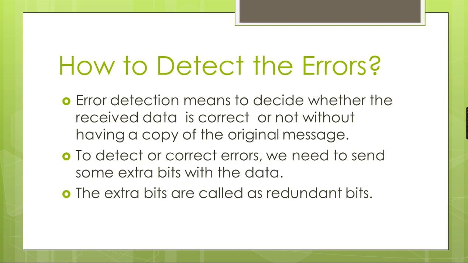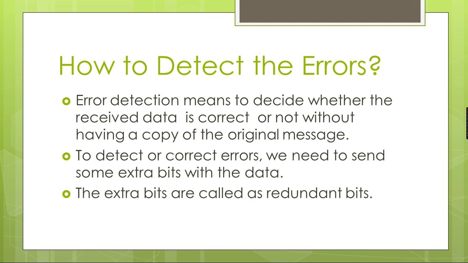So how to detect the errors? There are a number of techniques used for transmission error detection and correction purposes. Error detection means to decide whether the received data is correct or not, right? So first we need to decide whether the received data is correct or not. How can we decide it? By detecting only errors, okay, not by having a copy of the original message.